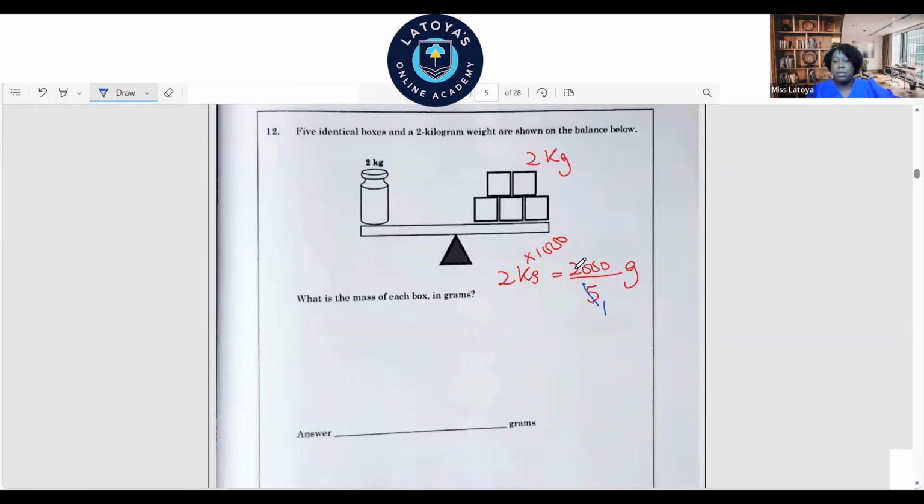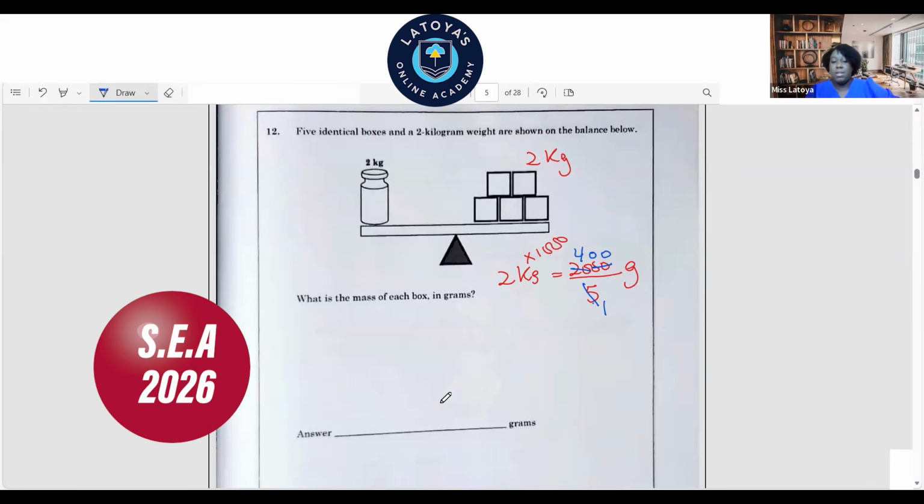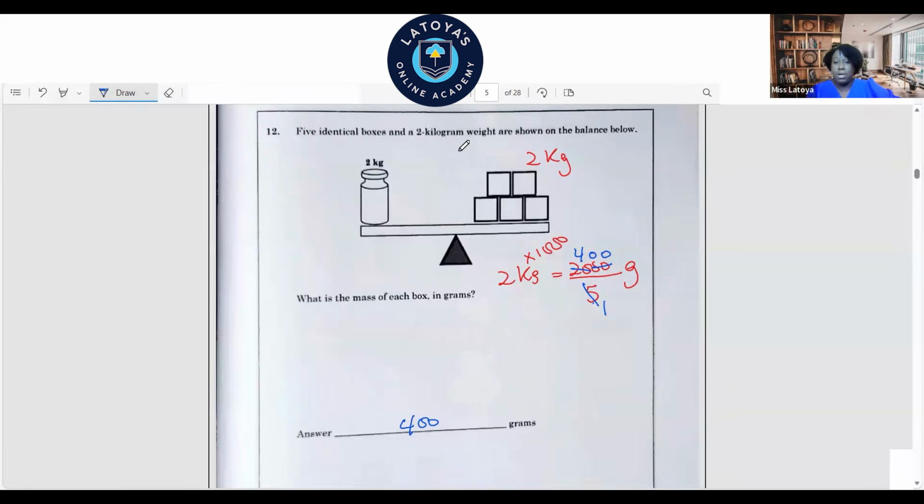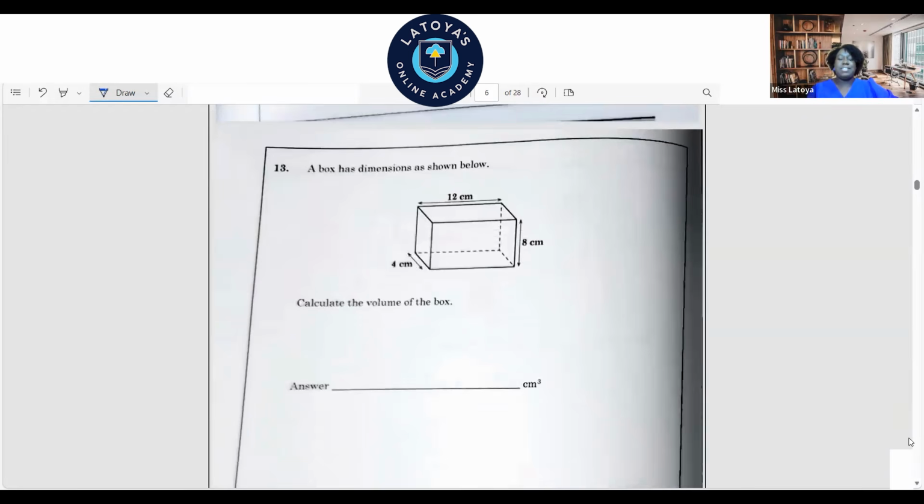5 into 5 is 1. 5 into 20 is 4. 5 into 0 is 0. It's 0. So the weight of 1 is 400 grams. You must give your answer in grams. So this is going to be 400. In 13, a box has dimensions as shown below.